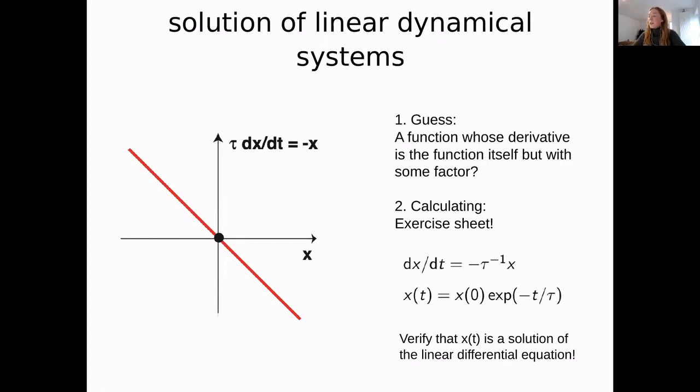So for now, you can just maybe in your mind verify that this indeed is a solution to the linear differential equation by differentiating it with respect to t. So we get the exponential function itself, right? And then with the factor minus 1 over tau, and this is what we can find exactly here. So if this is too fast, maybe just try it out with a pen and paper by yourself.